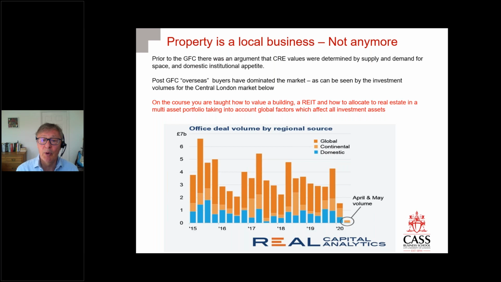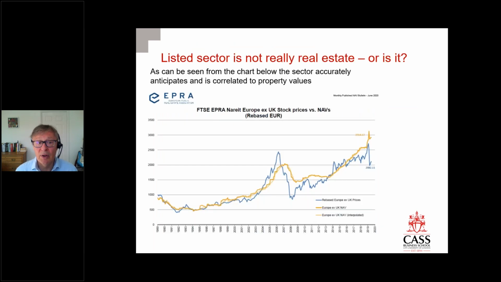We teach you how to value a building, how to finance it, how to value a REIT, and also how to allocate real estate within an overall multi-asset portfolio. And then moving on to the third point, which people quite often say when they talk about the listed sector, which, as I say, is the most visible and transparent element.